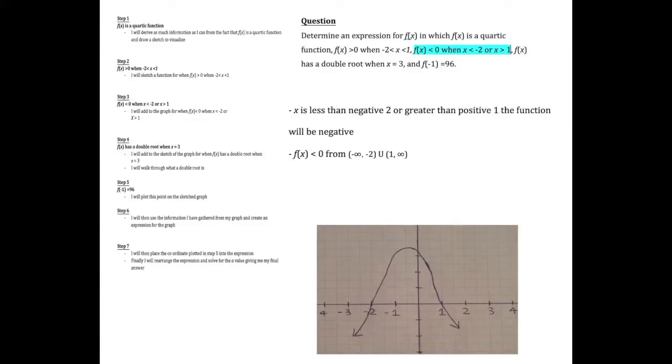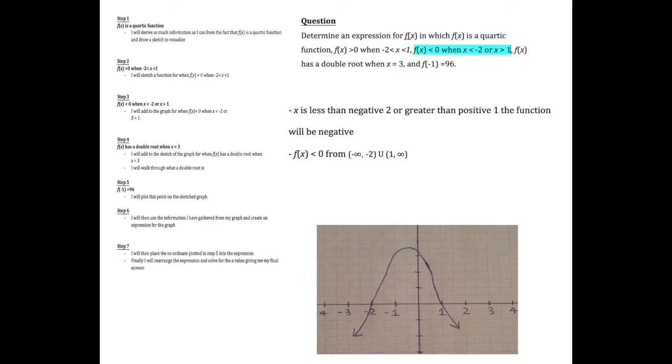Step 2, so I'm going to add to the graph. Since we know that when x is less than -2 or greater than +1, the function will be negative, that means the function will be below the x-axis. You may not see it right away, but because of this information, we have just discovered our first two zeros of the function, also known as roots.